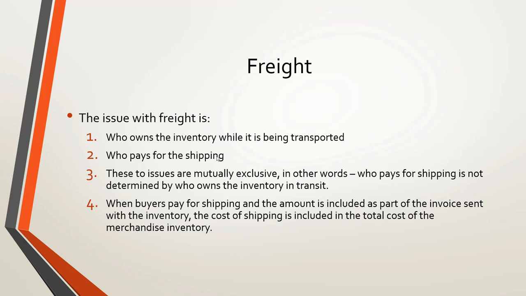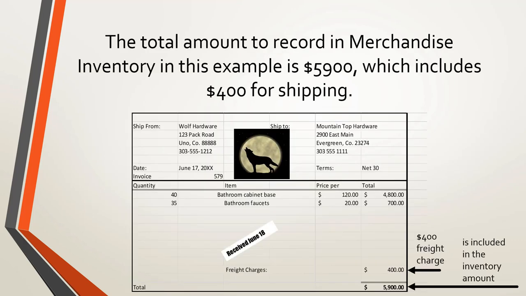Another issue about freight is who pays for freight? Is it paid for by the selling company or by the purchasing company? And so they don't have to be mutually exclusive, as it says here. You could own the inventory but not pay for shipping, or you could not own the inventory but be paying for shipping. So we have some terms that we're going to introduce here on the next slide, but who pays for it and who owns it are two different issues that need to be understood by the two companies.